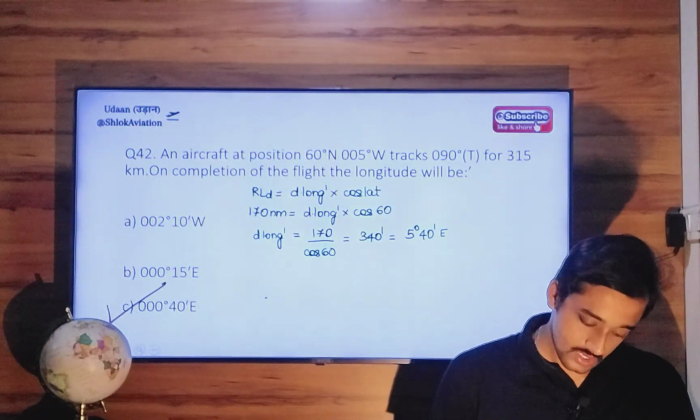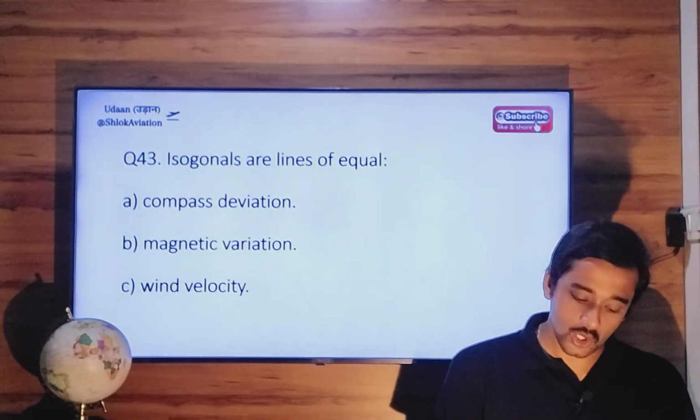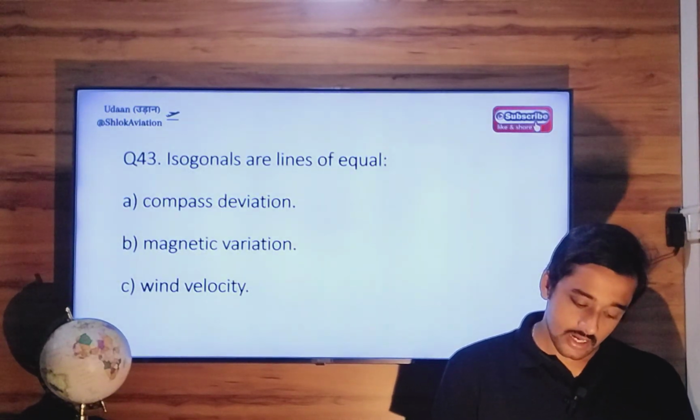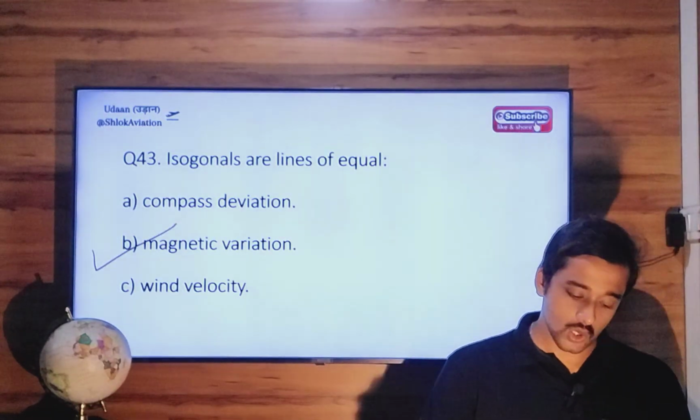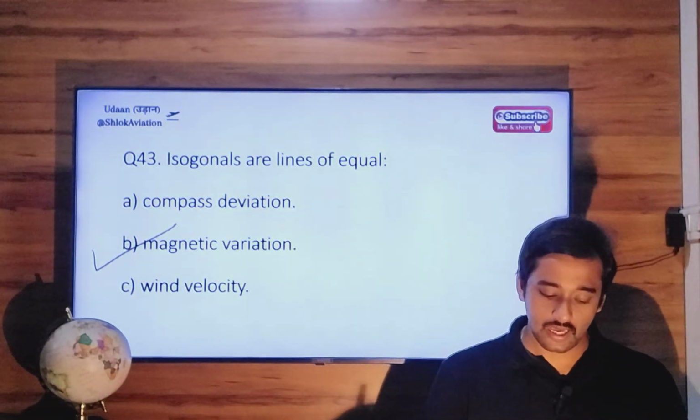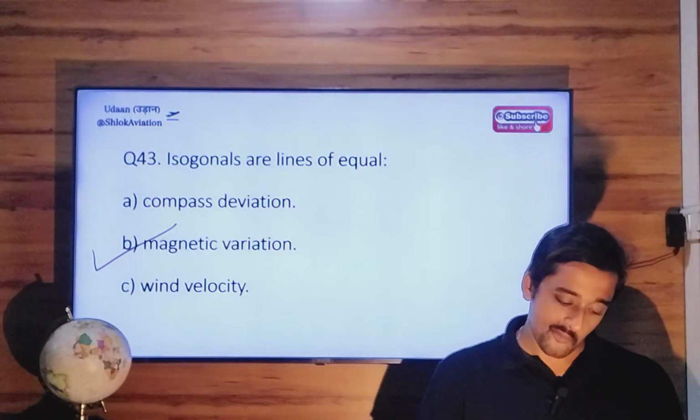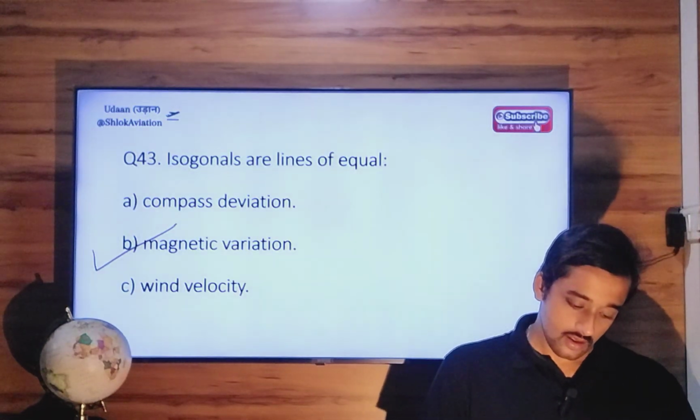Next, question 43. Isogonals are lines of equal: deviation, variation, velocity? So it is variation. Isogonal lines are lines joining places of equal variation. Next.